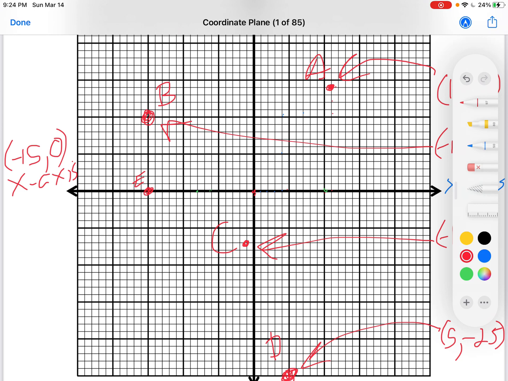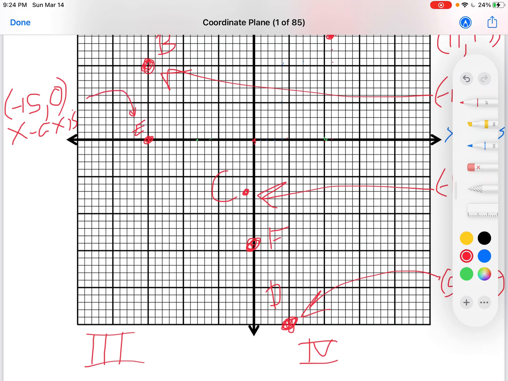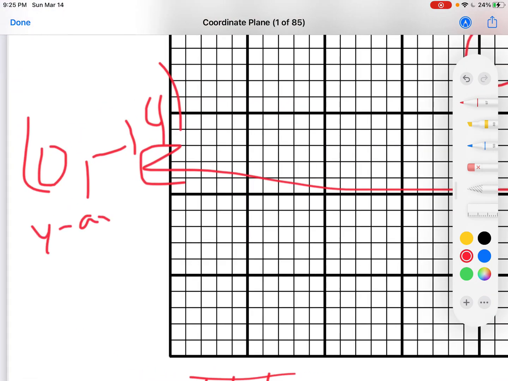How about a point like point F? I'll put point F right here. Well, what are its coordinates? Do we go left or right? We do not go left or right, so that means the x-coordinate is 0. Do I go up or down? I go down. How much? 5, 10, 11, 12, 13, 14. Negative 14. The coordinates of point F are 0, negative 14. That is not in any quadrants at all. It is between quadrant 3 and quadrant 4, which means that it is on the y-axis.